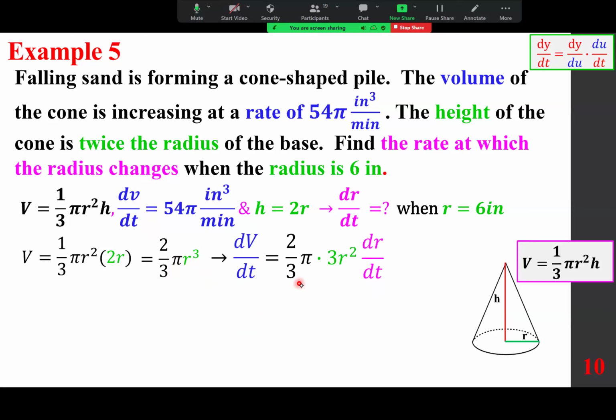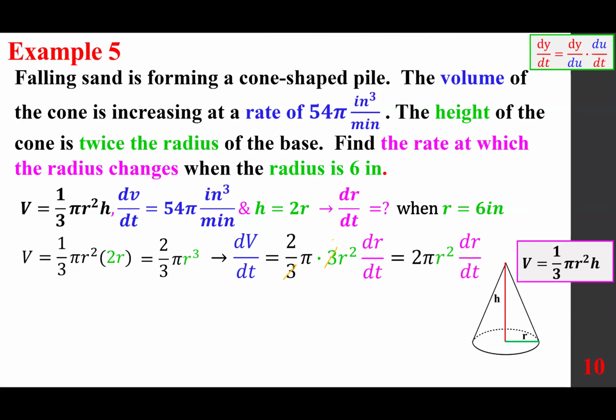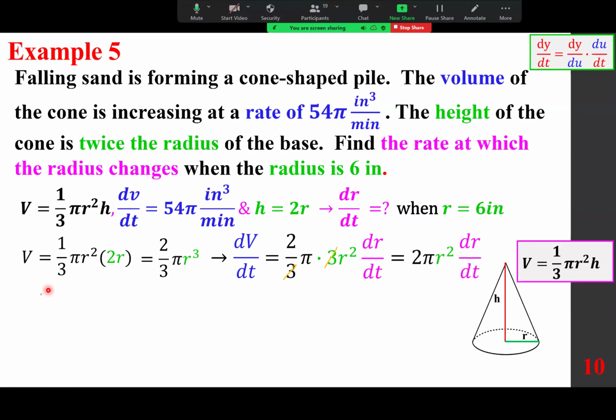Everything is prior knowledge of mathematics, algebra, geometry, you name it. We are going to rewrite this as 2 pi r squared dr dt, and we are going to plug in, or we can solve for dr dt by dividing by 2 pi r squared. Either way makes no difference. So replace the dv dt with 54 pi and replace the r with 6.